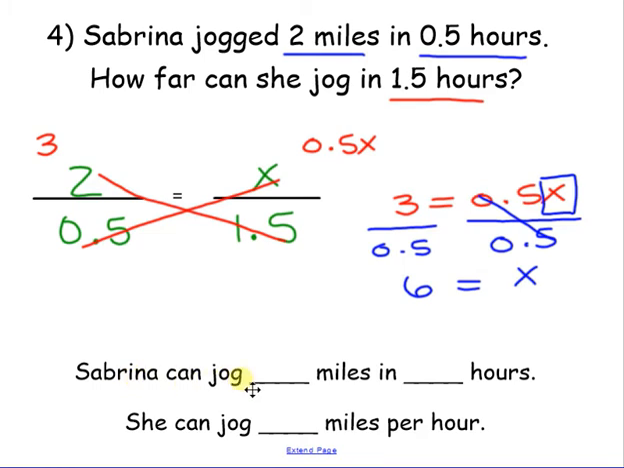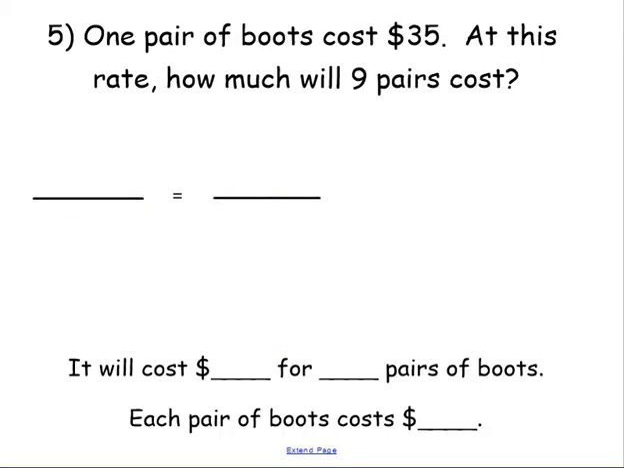What that means is Sabrina can jog 6 miles in 1.5 hours. Now, how far can she jog per 1 hour? Find the unit rate using this information. 6 divided by 1.5. That means she can jog 4 miles per 1 hour. Okay? All right, let's look at another example.